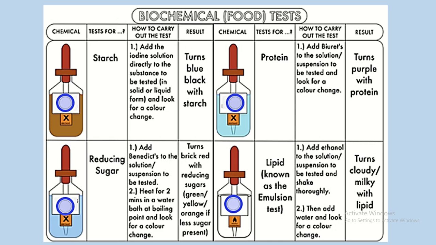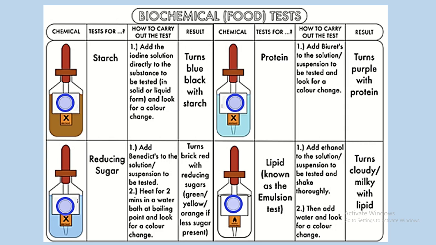To test for protein, you use biuret test, and all you need to do is to add biuret to a solution that contains protein. The expected color change is purple, or what we call violet. Remember that biuret itself is color blue, so it turns to purple.